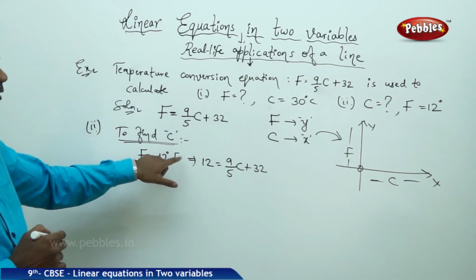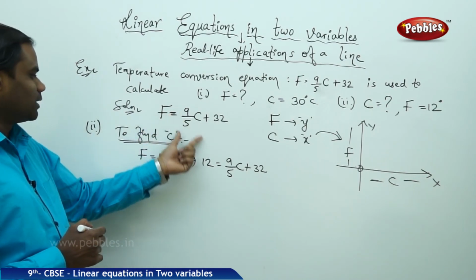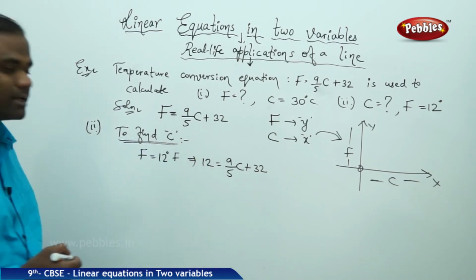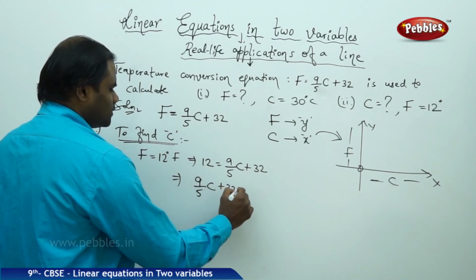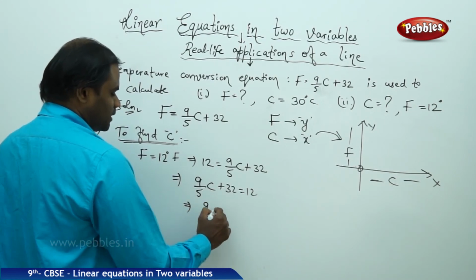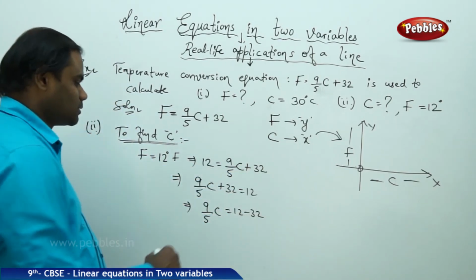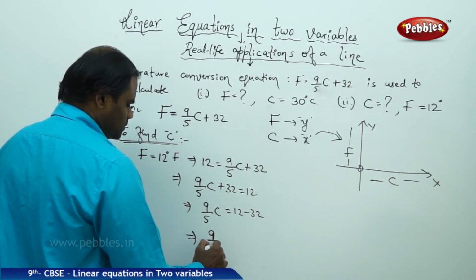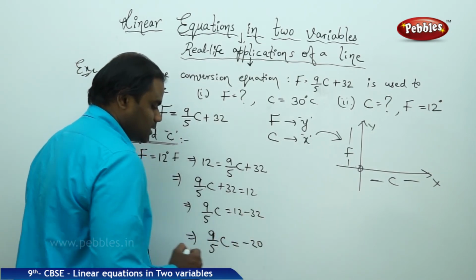So when F is 12 degrees Fahrenheit, I convert by substituting F equals 12 and then simplifying to find C. Now it's about finding C, so I take this to the left hand side. 9 by 5 C plus 32 is 12. That implies 9 by 5 times C is 12 minus 32. 32 comes to the right as minus 32. That implies 9 by 5 C is 12 minus 32, which is minus 20.